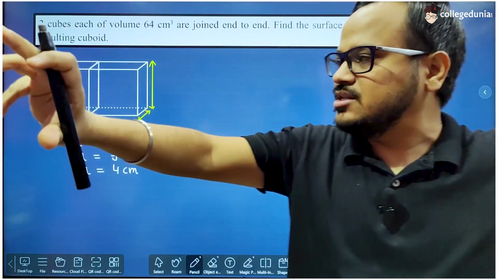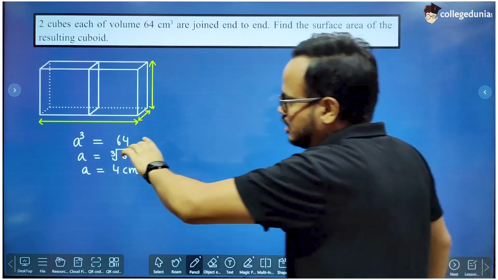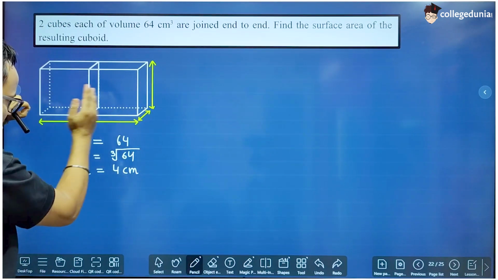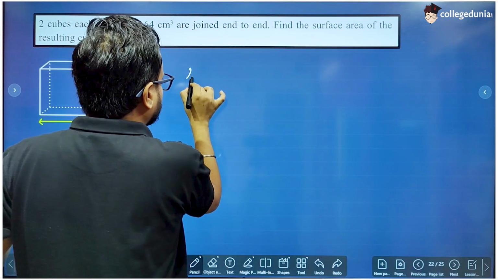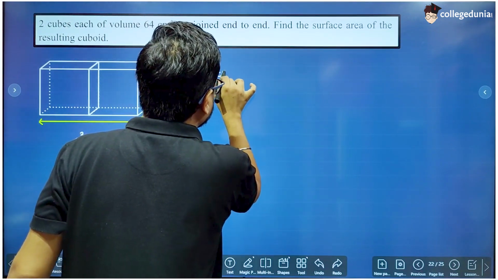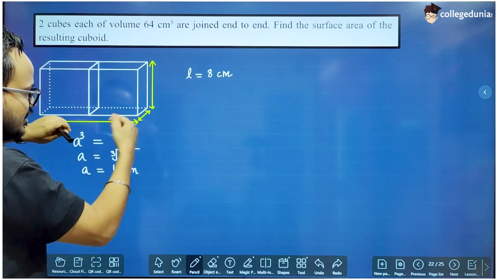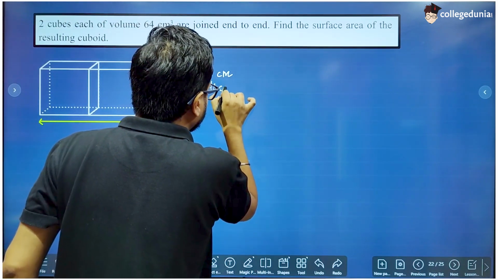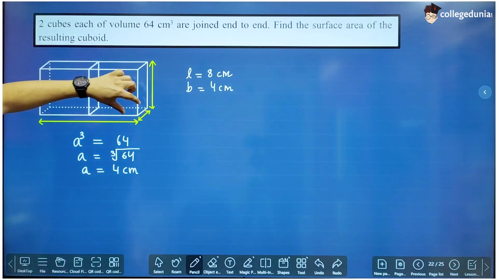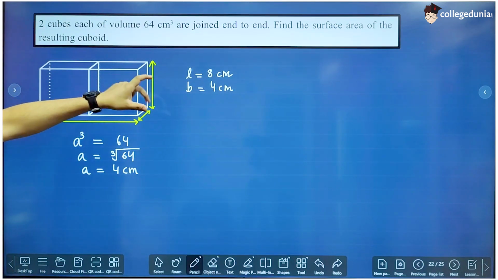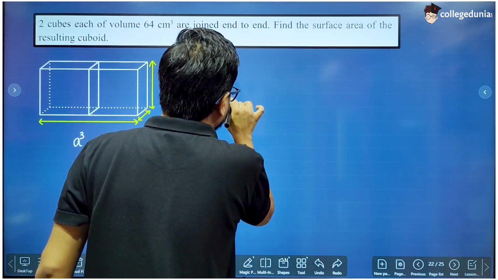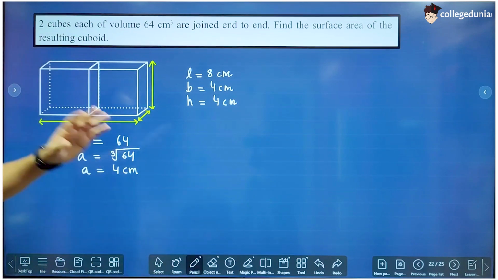Now if we have joined these cubes end to end like this, the total length of the cuboid thus formed is 4 plus 4. So the length of this cuboid is 8 centimeter, and obviously the breadth is only 4 centimeter, because that is just the edge length of one cube, and the height is also the edge length of one cube, so the height is also 4 centimeter, like this. So find the surface area of the resulting cuboid.